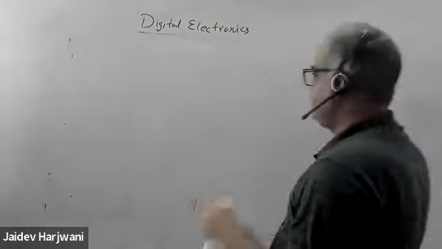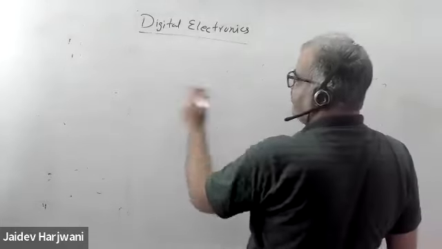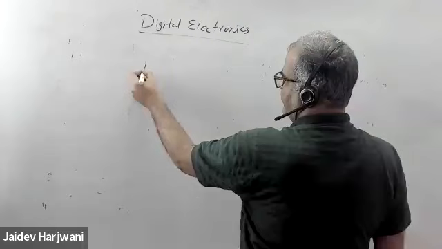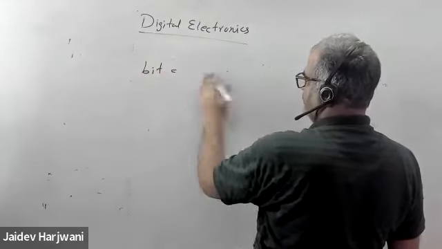Now, 1 bit. What do you mean by bit? Bit is basically a binary digit. Bit means this is one binary digit.